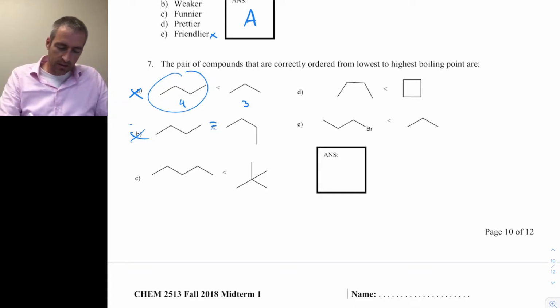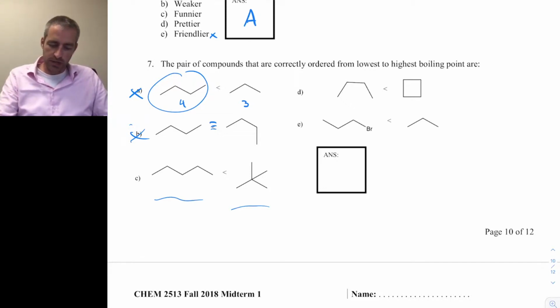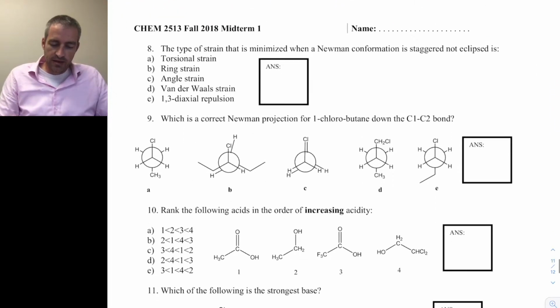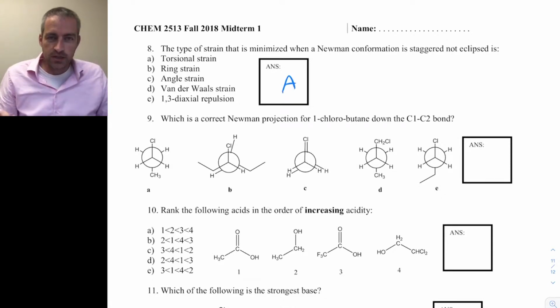Next, we have pentane versus isopentane. Isopentane has a lower boiling point, and that's because it is lower surface area because it's more spherical in shape, higher branching. Next, we know cycloalkanes are higher boiling point than the linear ones, so D will be our correct answer. And E, definitely, this one has a higher boiling point, so E is wrong as well. The type of strain that is minimized when a Newman conformation is staggered, not eclipsed, is torsional. A. For these kinds of questions, go to the Instagram. We got lots of good examples of these.